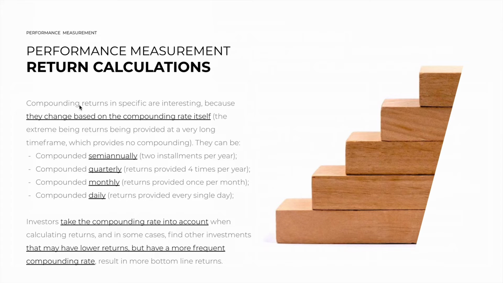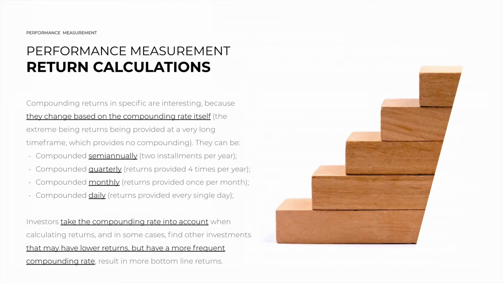Compounding returns in specific are interesting because they change based on the compounding rate itself, naturally. The extreme being that returns provided at a very long time frame, such as every few years or even longer, almost have no benefit in terms of compounding at all. And on the other hand, you have daily compounding, which generates a lot of return just because it's frequent. So compounding is usually semi-annual, which is twice a year, or quarterly, which is 4 times a year, or monthly, 12 times a year, or daily, which is 365 times a year.